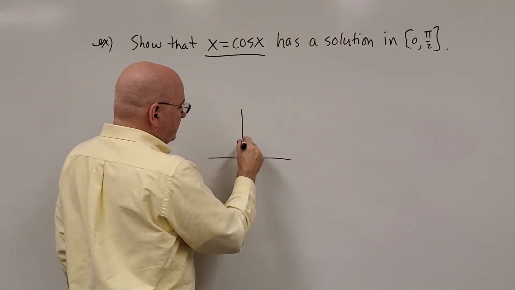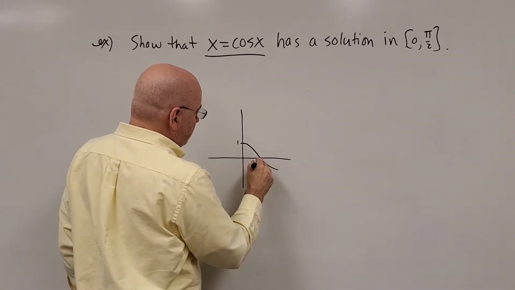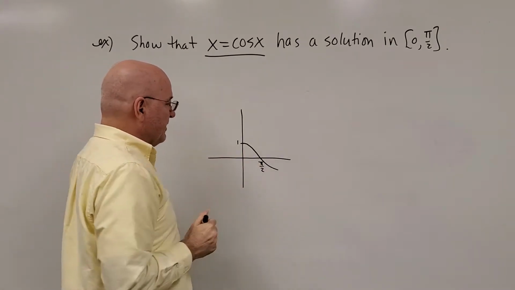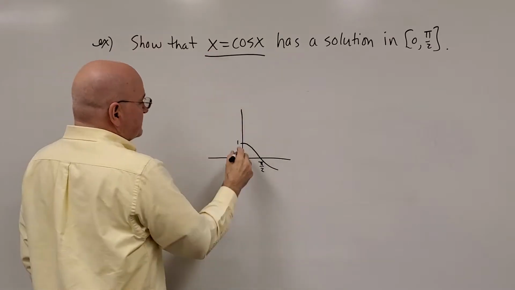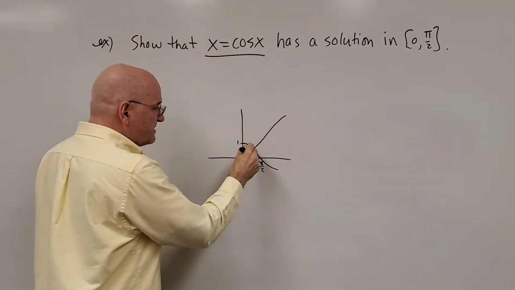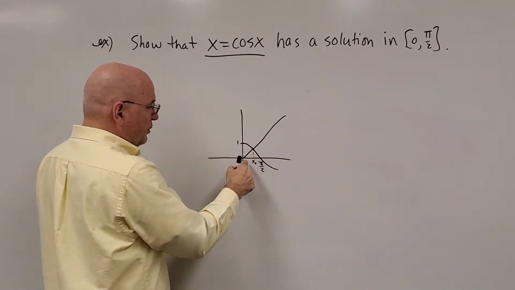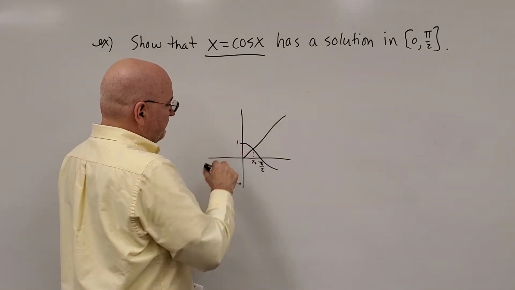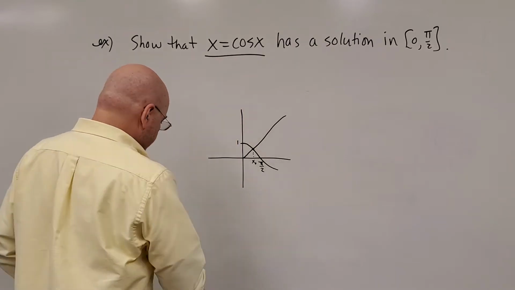cosine, let's see, it crosses at pi over 2. That'd be pi over 2. That's what cosine looks like from 0 to pi over 2. And the graph of y equals x looks like that. So there's a solution. There's some x naught where the two of those graphs intersect, which means this equation is true.